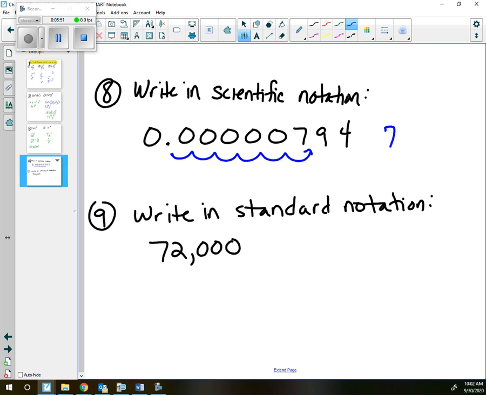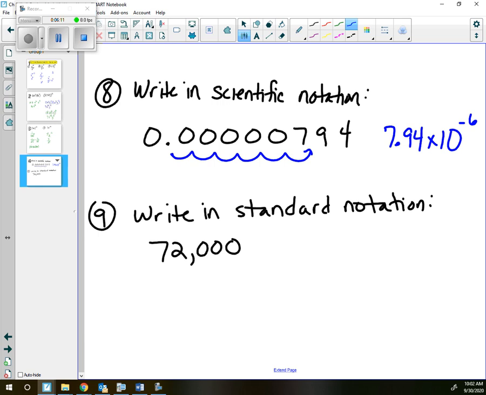So it would be 7.94 times 10 to the, okay, now we are moving to the right here. We're dividing by 10 each time. So that's the negative 6 power. I divided by 10 6 times to move that over. So again, you can try. You can type that into your calculator and see that you get the same number you started with. It's a good way to check.